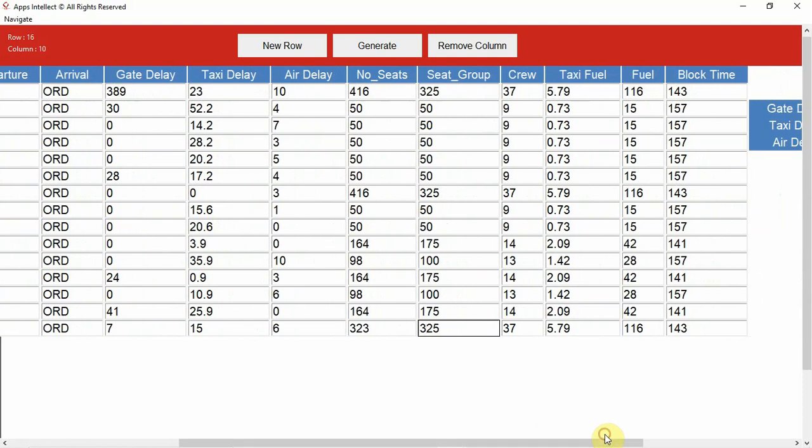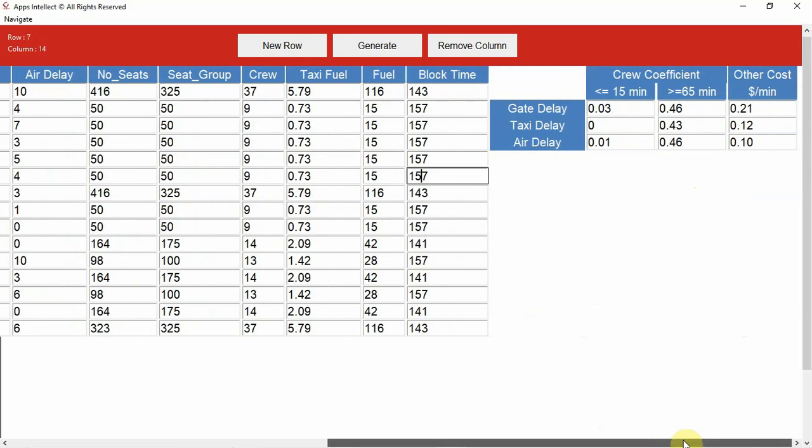Now looking at the other parameters, the crew cost, in dollars, was $37 per minute. The delay cost which cost the airline $37 per minute. For taxi fuel it was $5.79 per minute, and for fuel it was $116 per minute. This is the block time, which was the time the aircraft was flying. So this is in minutes: 144, 143, 140, 157 minutes for flying.